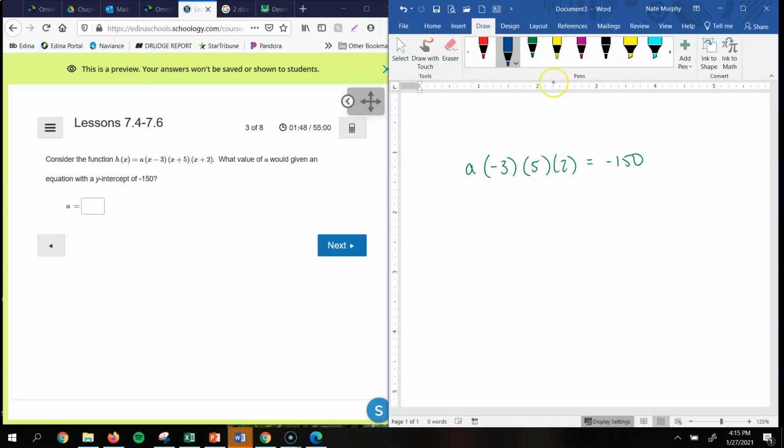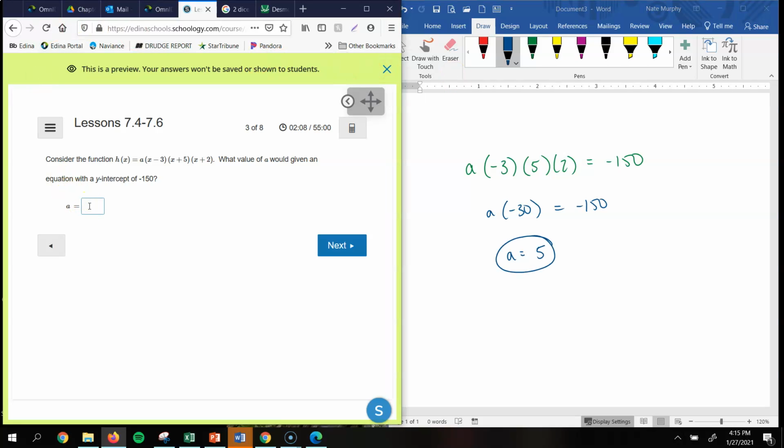So I'm going to solve this equation for a. Negative 3 times 5 is negative 15, times 2 is negative 30. So we'd have a times negative 30 equals negative 150. To solve for a, I would just divide both sides by negative 30, and that would give me 5 as my answer. So we know the value of a would just be 5.